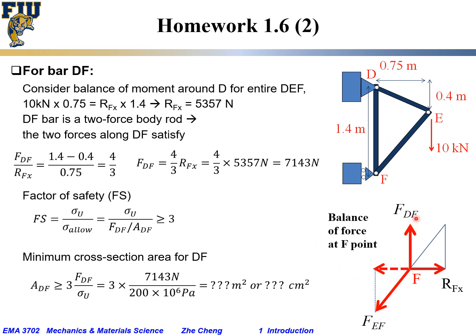And then the ratio of FDF to RFX should satisfy this triangle, which is similar to this geometric triangle. And what is this geometric triangle? From E to here, it's 1.4 minus 0.4, which is 1. From here to F, it's 0.75 meter. As a result, we can calculate from RFX the FDF, the net force along DF. And if we know the safety factor, we can know the minimum cross-section area for the DF region. You may ask, why don't we calculate EF? Maybe it doesn't matter, or maybe it's a much stronger material, so it is not calculated here.